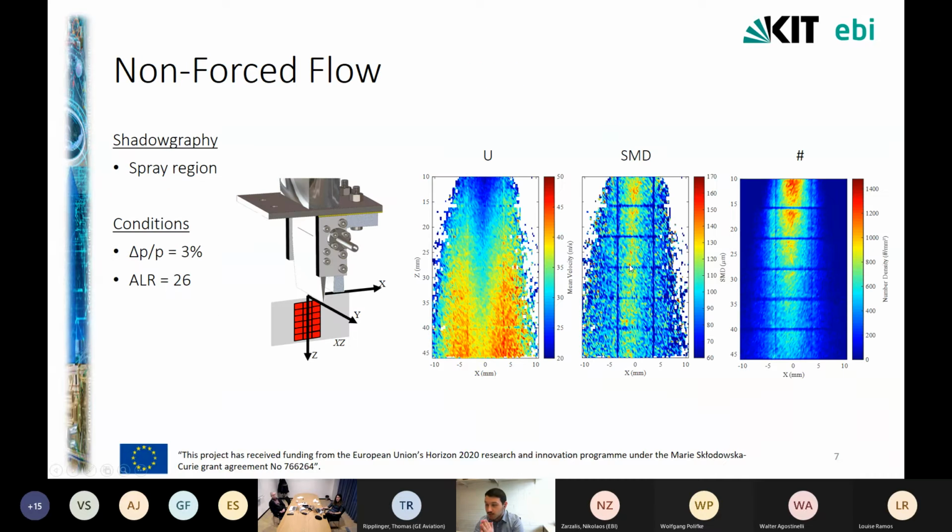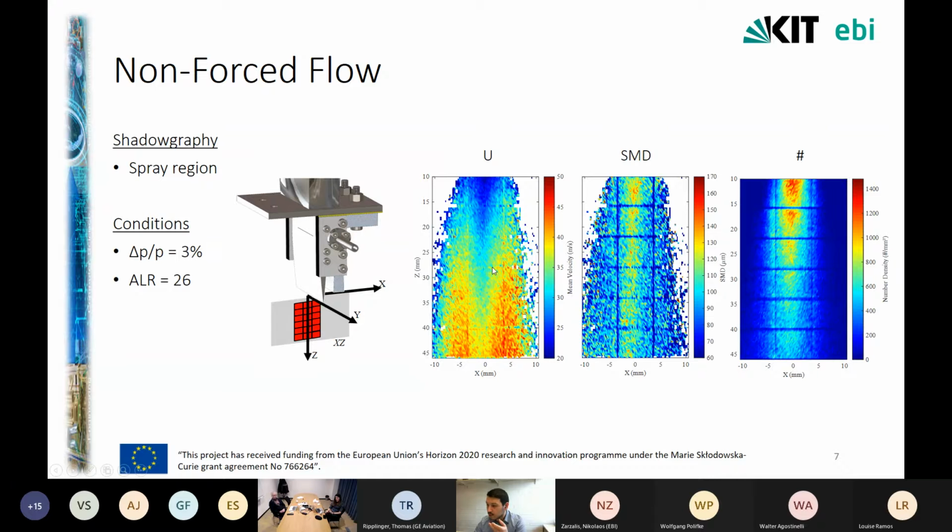So, starting with some results from the shadowgraphy technique in non-forced conditions without the use of the siren yet, we are measuring in this region, the spray region, some millimeters downstream of the atomization edge, as you see, from 10 to 45 approximately, at a pressure drop of 3% across the nozzle and an air-to-liquid ratio of 26. And you can see in these graphs the droplet velocity, the outer mean diameter, and the number density actually, which depends on the grid of this graph.